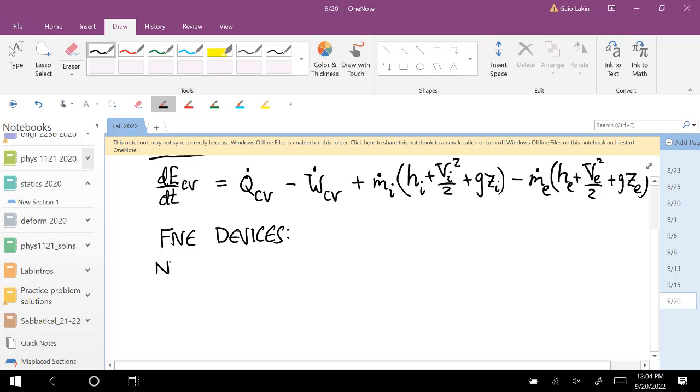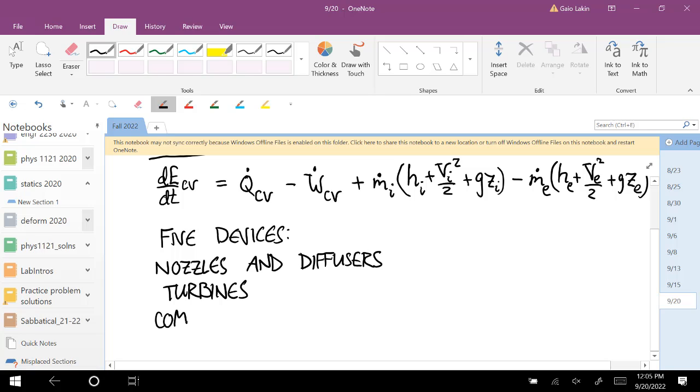So first, nozzles. Oh my God, so full in here now. Nozzles and diffusers. Turbines. And compressors and pumps.